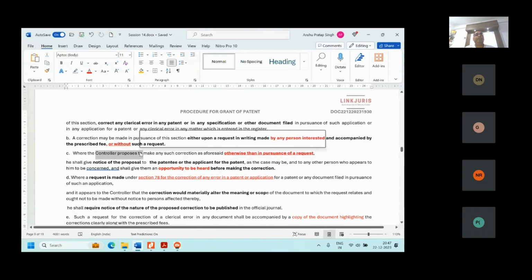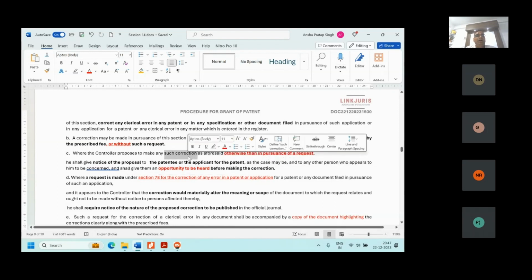Suppose the Controller is acting with or without a request, right? If the Controller is proposing to make any such correction as aforesaid, otherwise than in pursuance of a request, he will give notice of the proposal to the patentee or applicant for the patent and any other person who is concerned, and give them an opportunity to be heard before making the correction, because this correction might alter their rights.